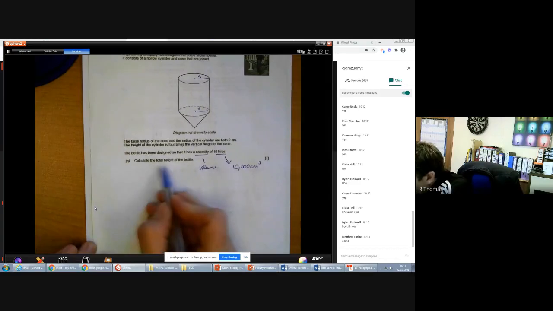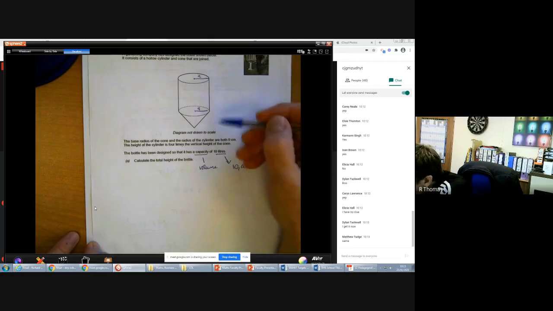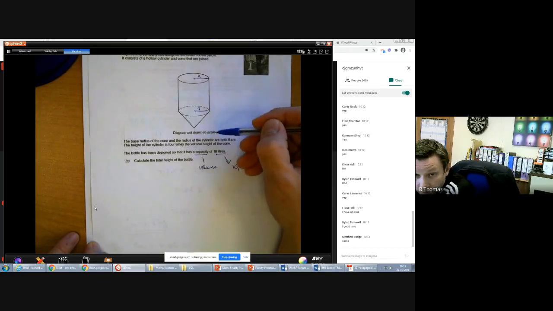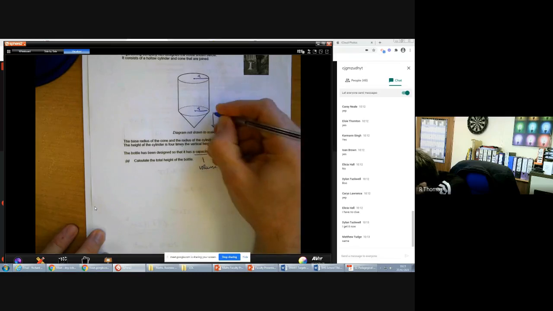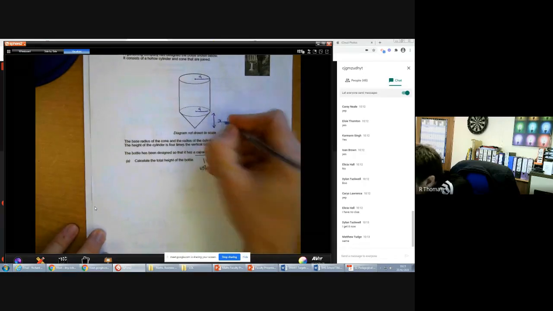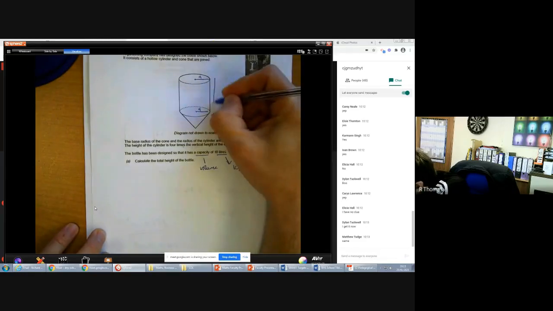Now, let's go back to this height. It says the height of the cylinder is 4 times the vertical height of the cone, and obviously we know neither. So I'm going to call the vertical height of the cone X. Usually pick the letter X, don't we? And the height of the cylinder is 4 times bigger than it, so I'm going to call it 4x.